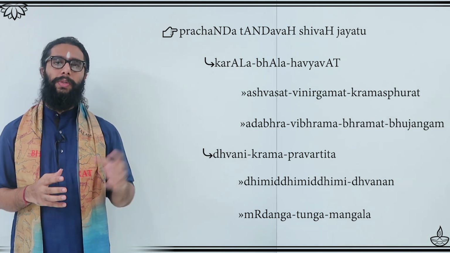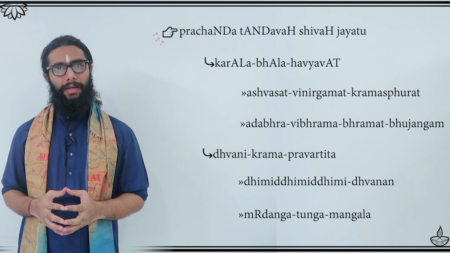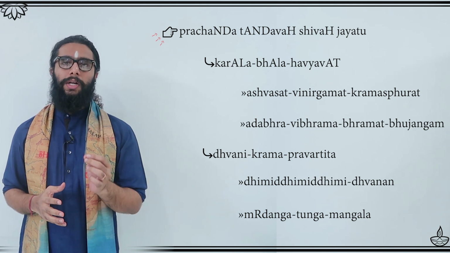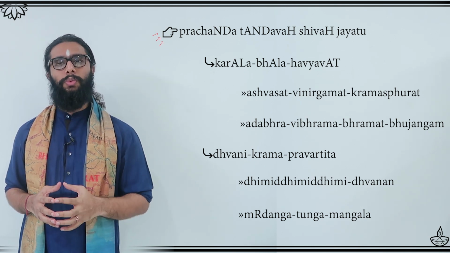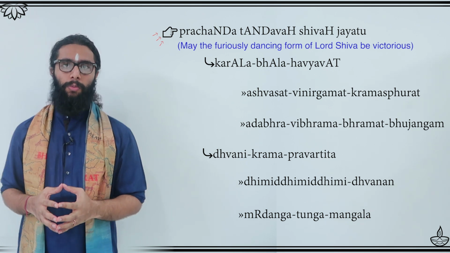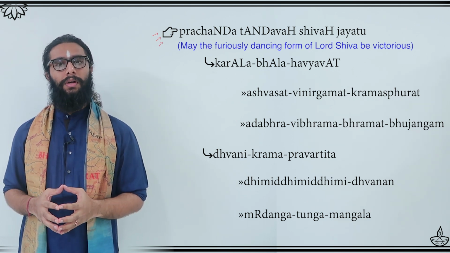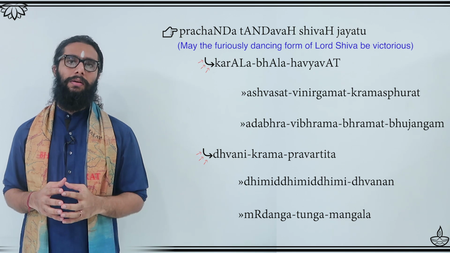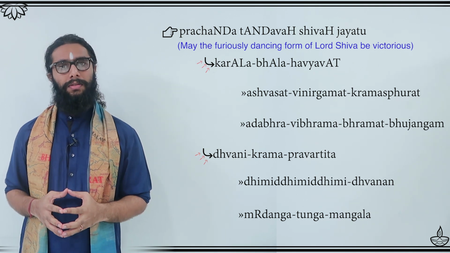We see from this arrangement that there is only one key idea being conveyed in this shloka, which is Prachanda Tandavaha Shivaha Jayatu. May the furiously dancing form of Lord Shiva be victorious. The two sub-layers of this parent layer add further details to this sentence.